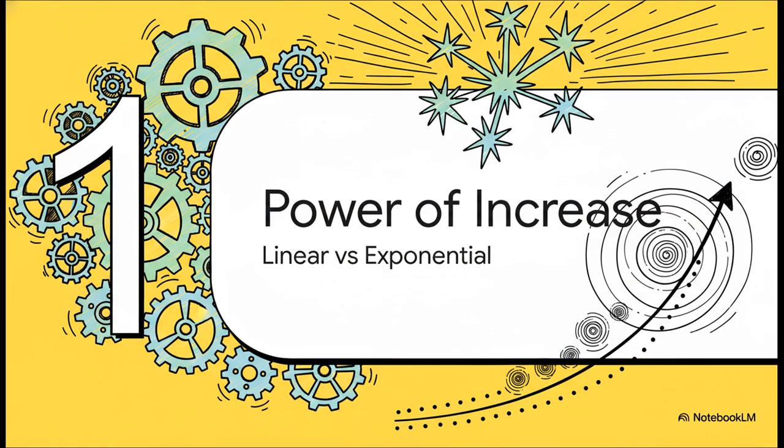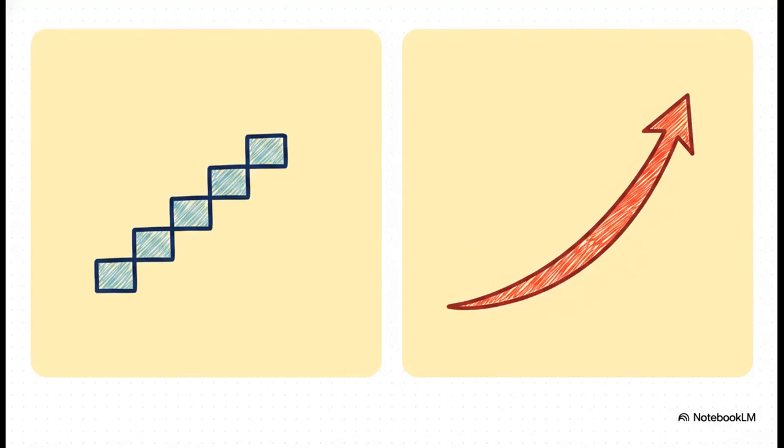Section 1, the power of increase. The big idea we're tackling here is that growth doesn't just happen in one single way. Now, you might be wondering, what exactly are we dealing with here? Well, here is the core difference. Linear growth simply adds. It's steady, it's reliable, and it's super easy to plan for. Exponential growth, on the other hand, multiplies. It is powerful, explosive, and honestly, pretty unpredictable.